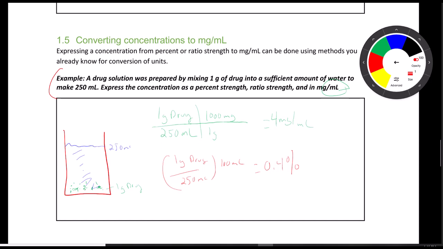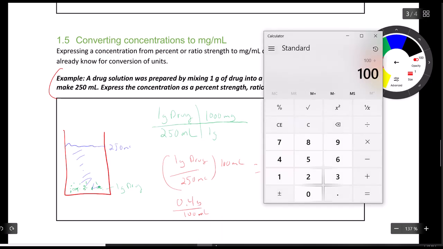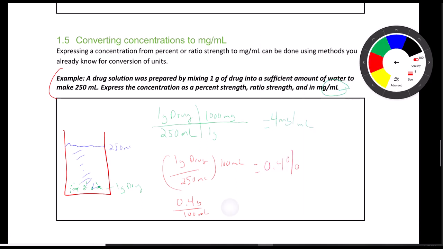The last one is ratio strength. Now that we have our percent, we know that there's 0.4 grams in every 100 mLs. As we said before, you can flip that upside down in your calculator. You do the 100 divided by the 0.4, and you get 250. So this is equal to a 1 to 250. Why? Because you want to know, if there's 1 gram, what should be the number of liquid. So that's 250. And that makes sense also because the question says that there's 1 gram in 250 mLs total.